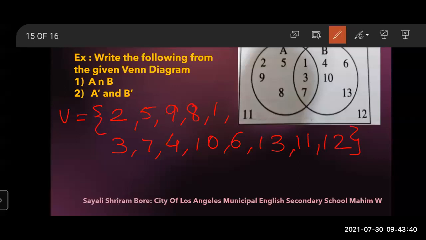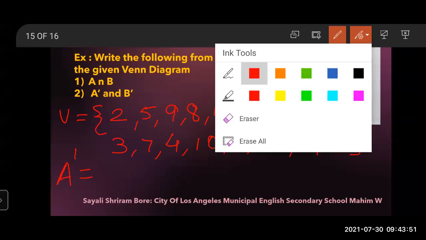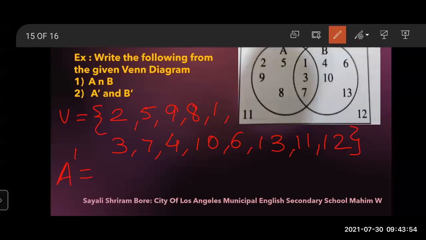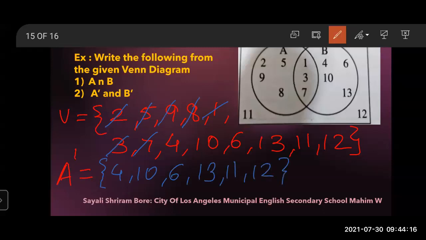Okay, now if I want to write A complement. So which are the elements in the A that I will subtract from the universal set? Let us see, in A, 2 is there, 5 is there, then 9 is there, 8 is there, 1 is also there, 3 and 7. So A complement is 4, 10, 6, 14, 11, and 12. This is the A complement.